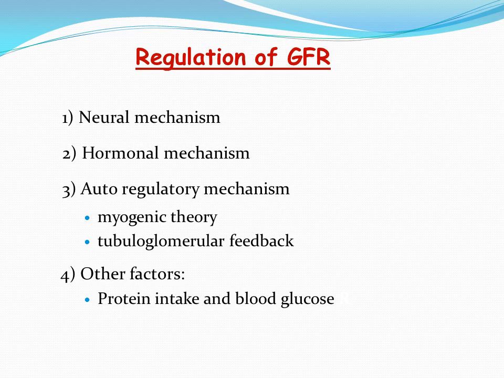The neural mechanism: activation of the sympathetic system will cause vasoconstriction and it will decrease the GFR as well as the renal blood flow. Then the hormonal mechanism: certain hormones may be a vasoconstrictor, may be a vasodilator. If they are vasoconstrictors, basically of the efferent arterioles, then they are going to decrease the GFR. If they are vasodilators, then they are going to increase the GFR. Then the autoregulatory mechanism, one is the myogenic mechanism, that will cause the vasoconstriction and decrease the GFR. And the tubuloglomerular feedback mechanism will depend on the concentration of the filtrate within the renal tubules.